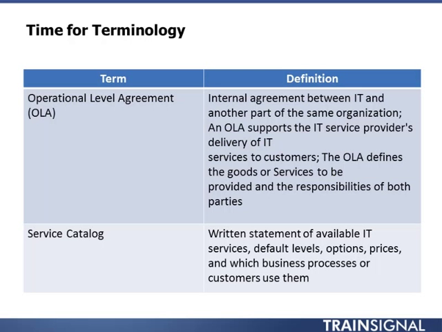An important and critical understanding: the difference between the SLA, the OLA, and the underpinning contract are the parties involved. An SLA is written between a service provider and a customer. An OLA is an internal agreement between two departments or groups within the service providing organization, and an underpinning contract is between the IT service provider and its suppliers.